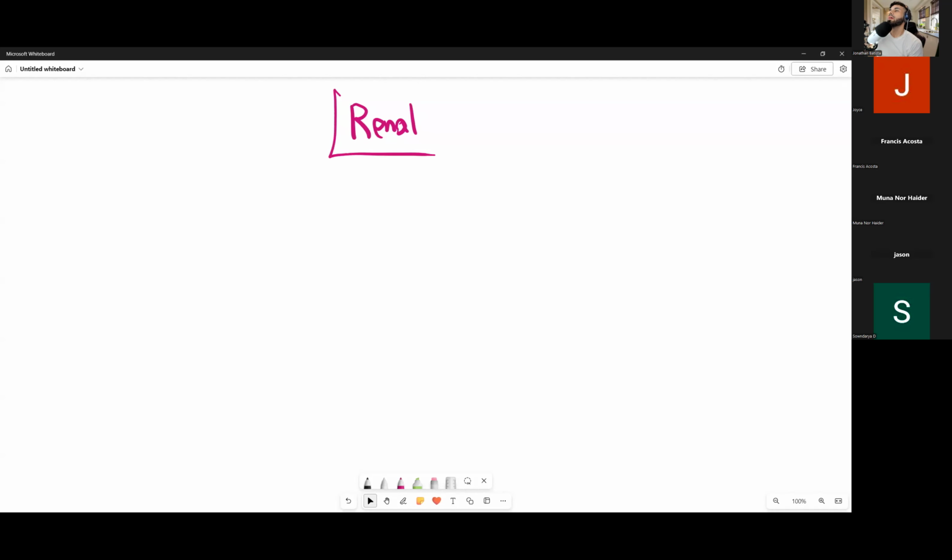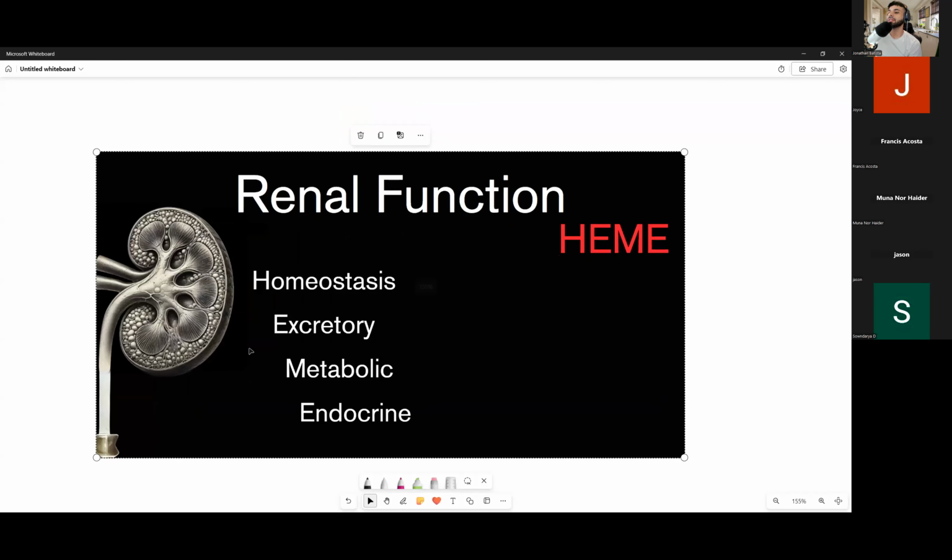That's perfect. Okay, so let's explain something. The kidney itself has many different types of physiological function. We talked about this recently. We were talking about renal function. I have a mnemonic here, HEME. Homeostasis, excretory type of function, especially when it comes to metabolizing certain types of drugs, getting rid of them. A lot of the hydrosoluble types of drugs, you'll see they'll get processed in the kidney.